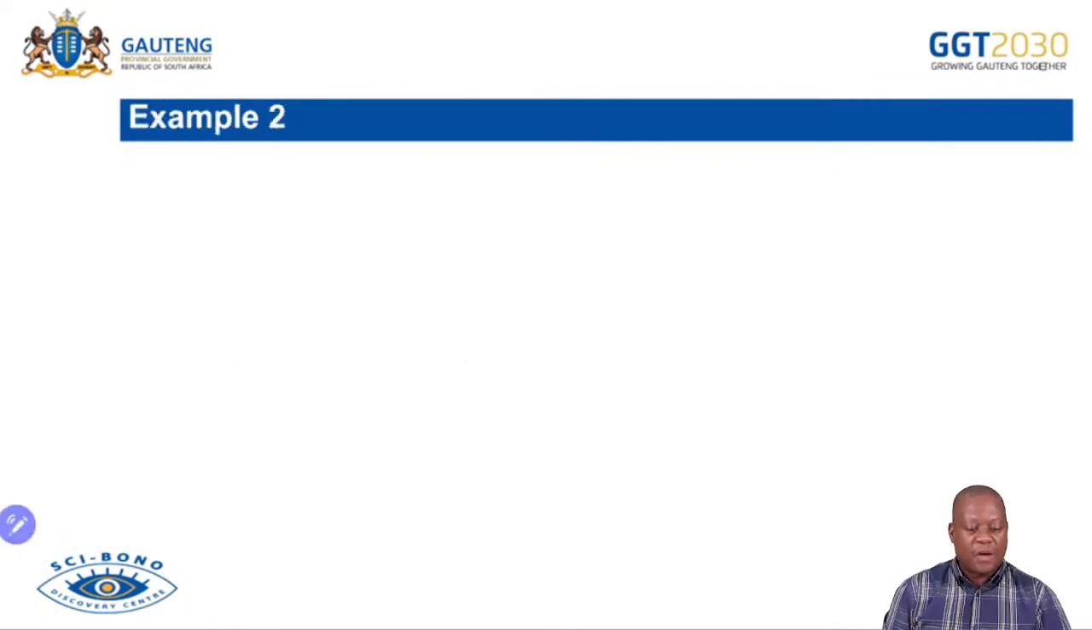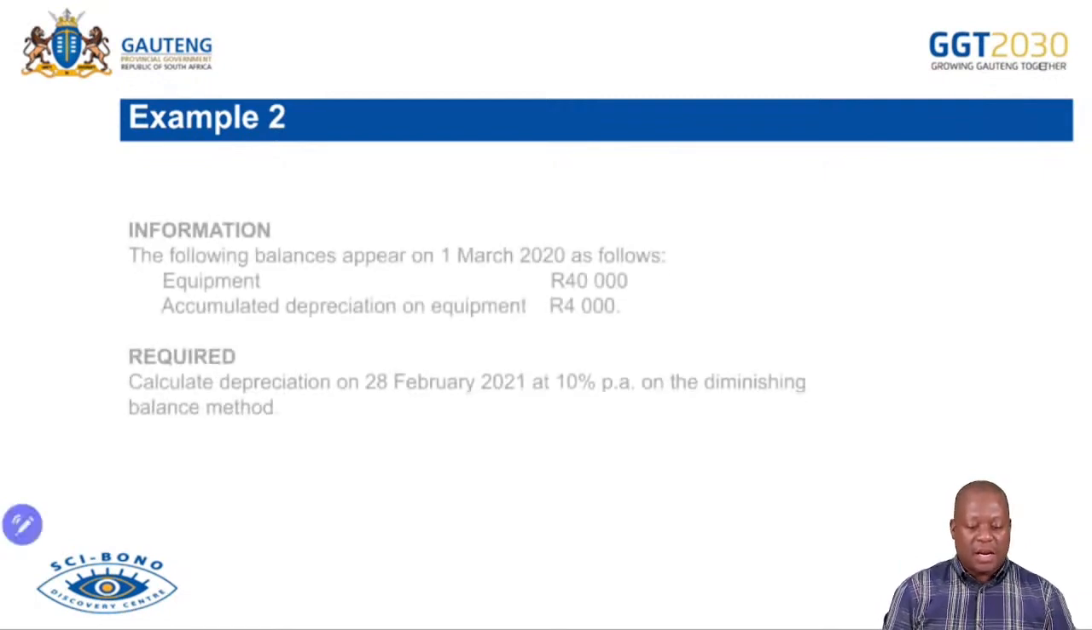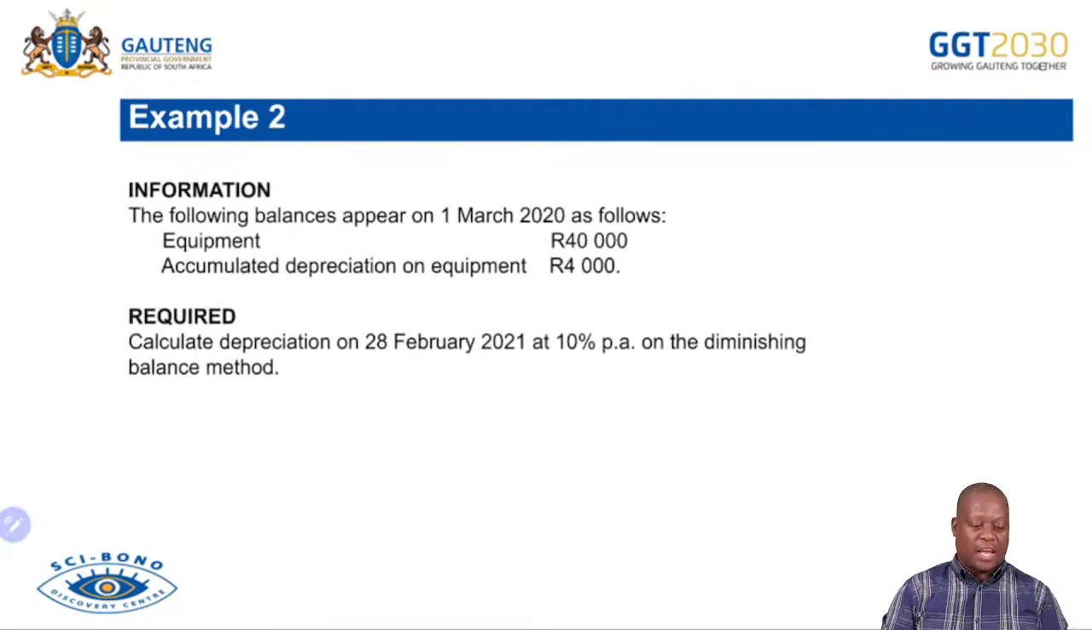Now, let's move on. We are now going to look into a second example in which we are going to change the method of depreciation. Nothing much is changing here, but the method. And please remember, I said check the information. The rate is going to be given as well as the method. Now, when the method changes, it means how we calculate changes. Very important.